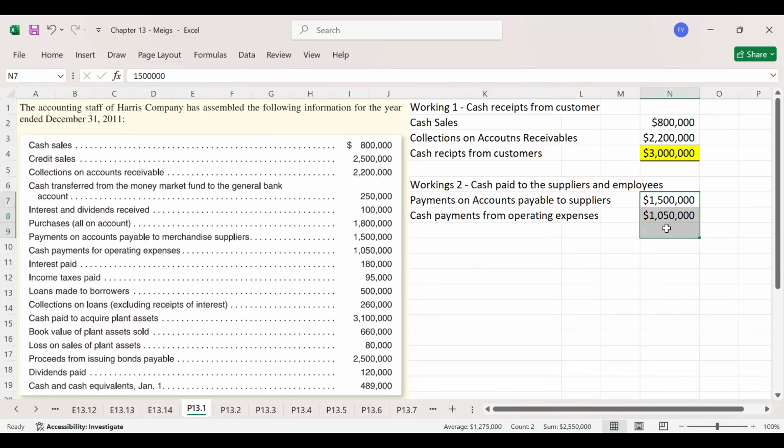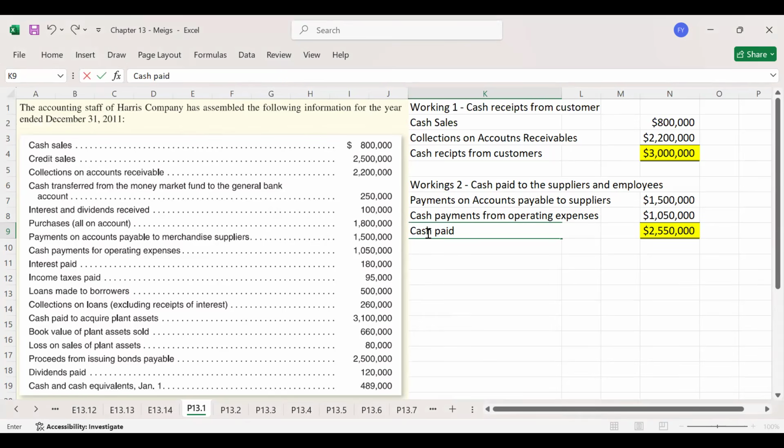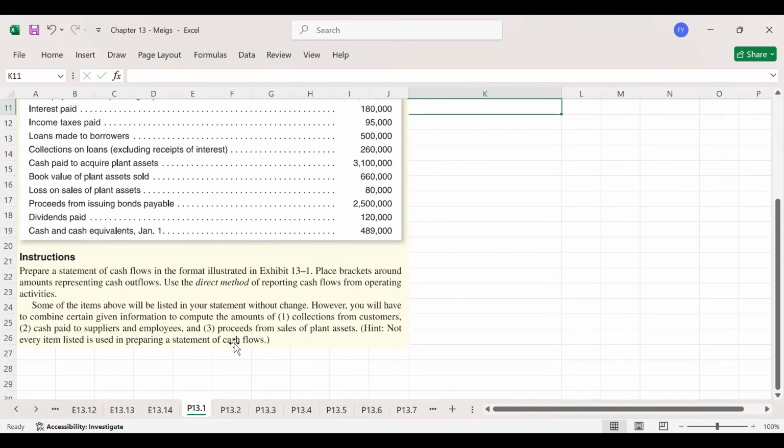So by adding both of these, we get total cash paid, which you can write here as cash paid to suppliers and employees. And the third calculation, or third working, is related to the proceeds from sale of plant assets.